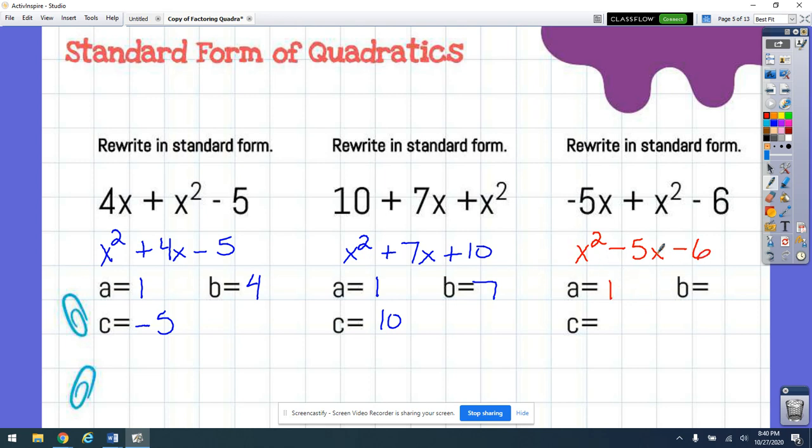A is going to be 1 again. B is going to be a -5 because in front of this x is a single variable of x. And then my constant term of -6. And that's what we're doing when we're talking about writing in standard form.